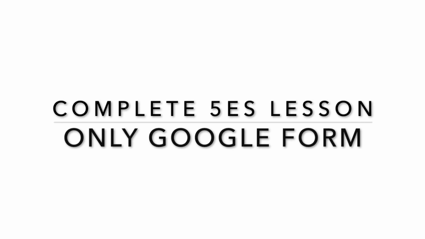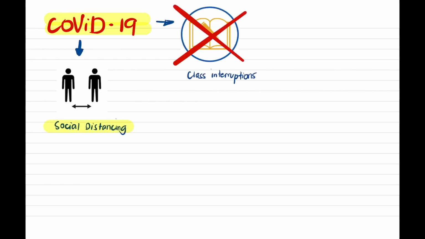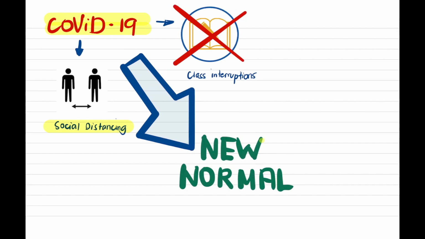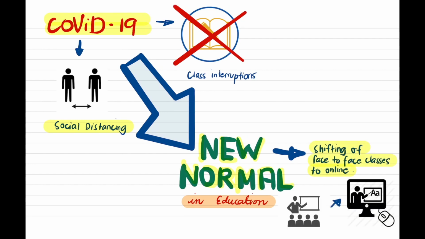In this lesson, I will share with you a sample of an online 5Es lesson using only Google Form. Because of COVID-19 and the threat of possible existence of other events that can lead to social distancing and class interruption, we are now transitioning to what we call the new normal. And in education, part of the new normal is the shifting of face-to-face class practices to online.